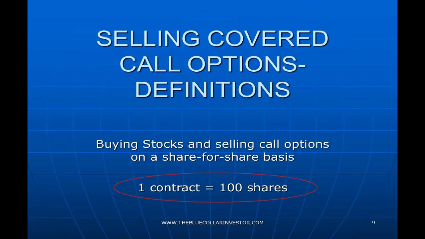So just to review now, selling covered call options is buying stocks and selling call options on a share-for-share basis. In order to sell one contract, you must first own 100 shares of stock or exchange-traded fund. To sell 5 contracts, you must first own 500 shares. So, if you owned 199 shares of IBM, you can only sell one options contract and still be covered or protected. Therefore, when we buy shares for purposes of covered call writing, we always buy them in 100 share increments.